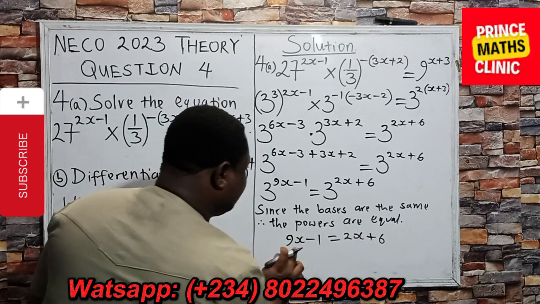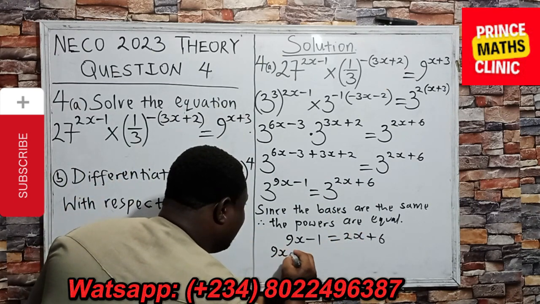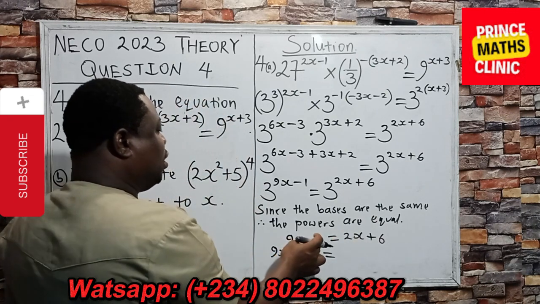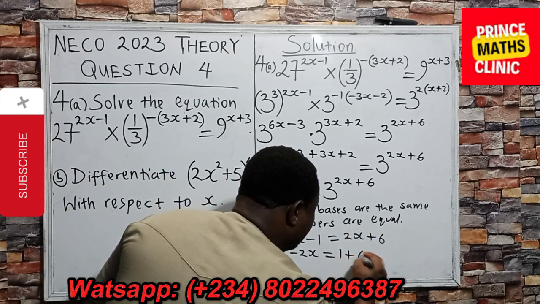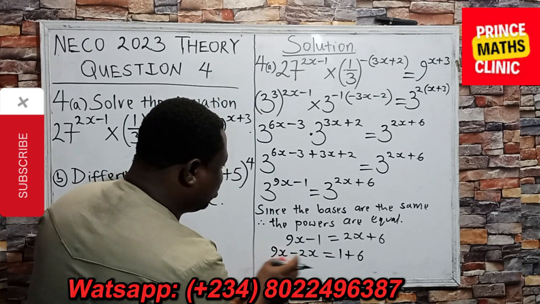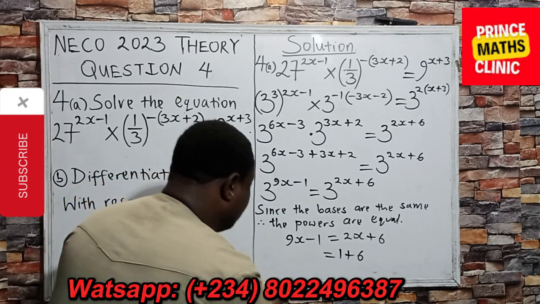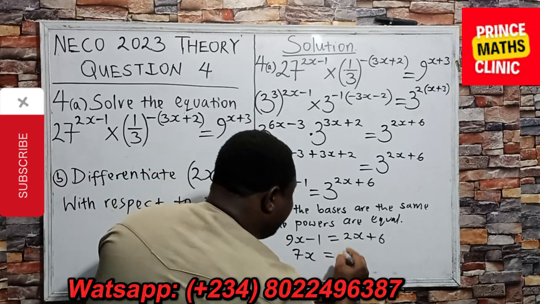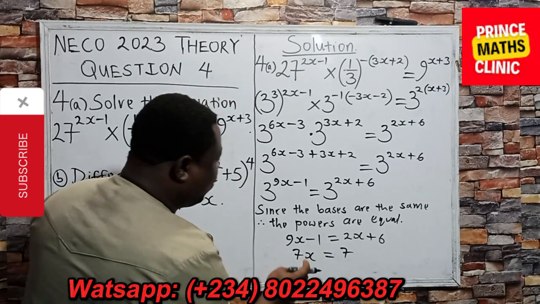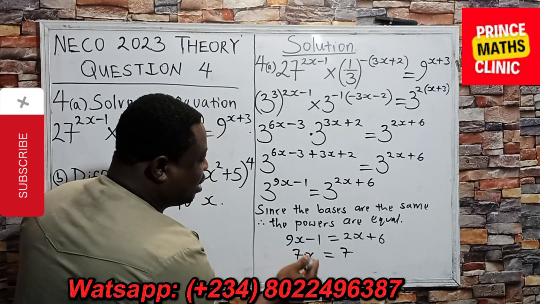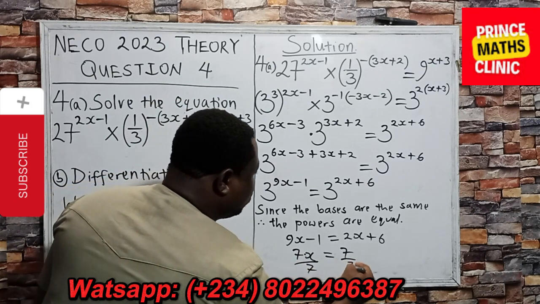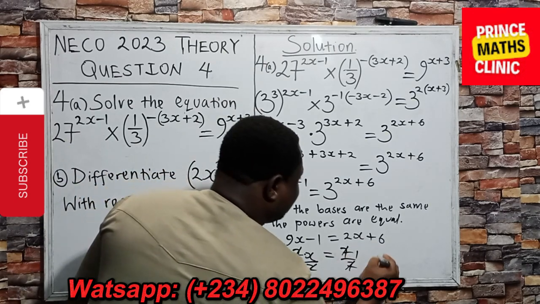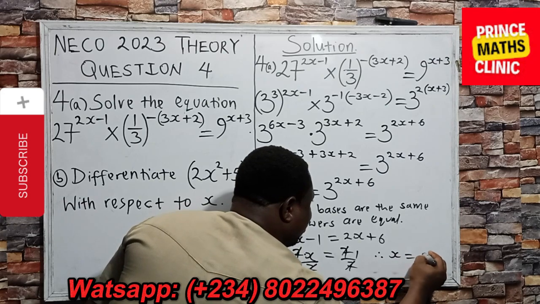So if I collect like terms, if this comes here, it turns to negative 2x. If this negative crosses the equal to sign, it turns to positive. So 1 plus 6 becomes 7. Permit me to now replace this with 7x, then 1 plus 6 is 7. At this junction, I will divide both sides by what is multiplying x, which is 7. 7 will cancel 7, then 7 in 7 is 1. Therefore, my x is equal to 1.